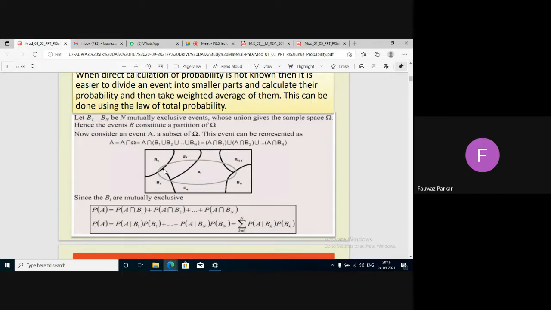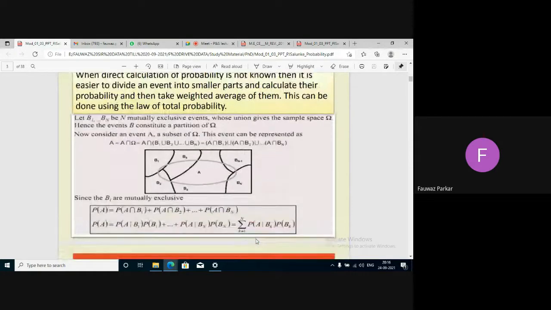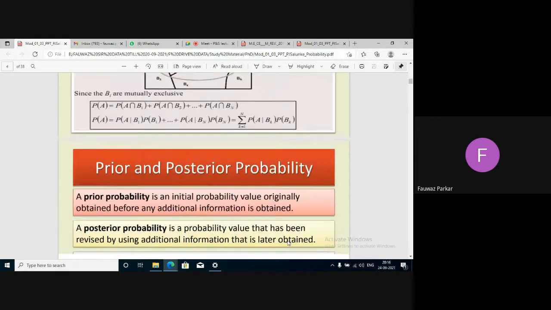Probability that A will occur given that B1 has occurred. Probability that A will occur given that B2 has occurred. So this is given. This is the total probability. The concept is that probability of A occurring is given by probability of A under the condition that B has occurred, times probability of B occurring. B includes B1, B2, B3, all of it. Just need to add it.